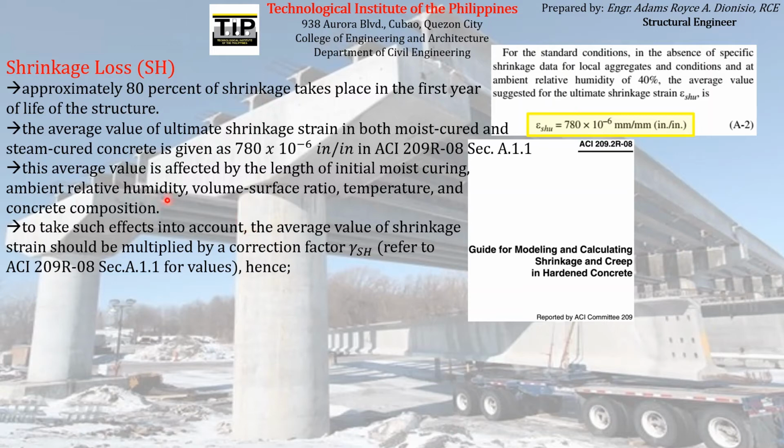So to account for these factors that usually affect the average value of the ultimate shrinkage strain, it must be multiplied by a correction factor gamma SH. Therefore, the correct shrinkage strain must be equal to this value specified by the ACI code times a correction factor gamma SH.